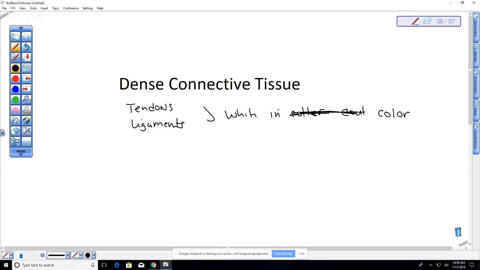What makes them white? What fiber? What makes your scar tissue white? Collagen, yes. Okay, so collagen fibers.